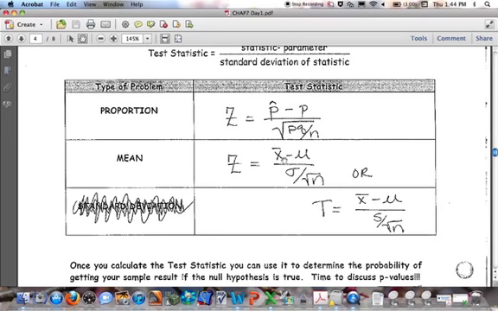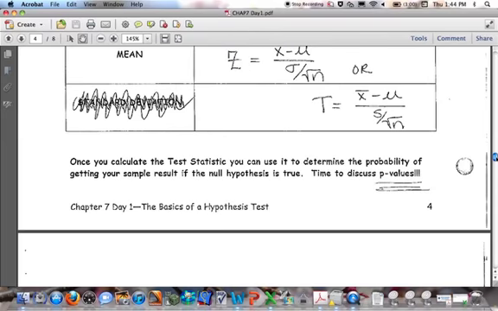Mean, so we'll either have z, where we'll have x bar minus mu over sigma divided by the square root of n, or we'll be using t, and we'll have x bar minus mu over s divided by the square root of n. Once we calculate the test statistic, we can use it to determine the probability of getting your sample results if the null is true. So now we need to discuss p-values.